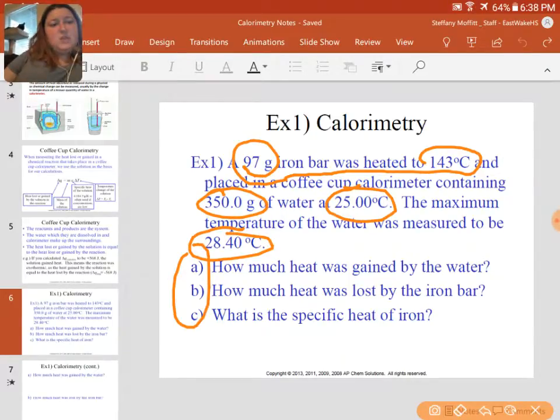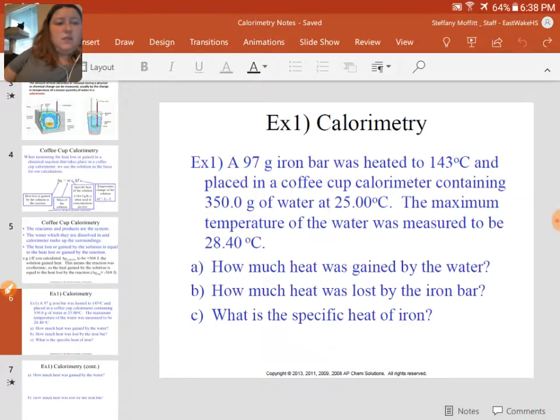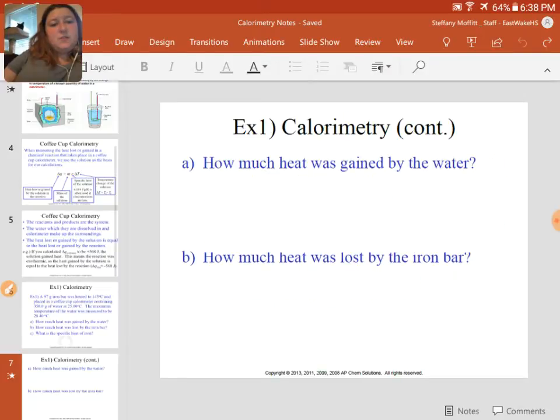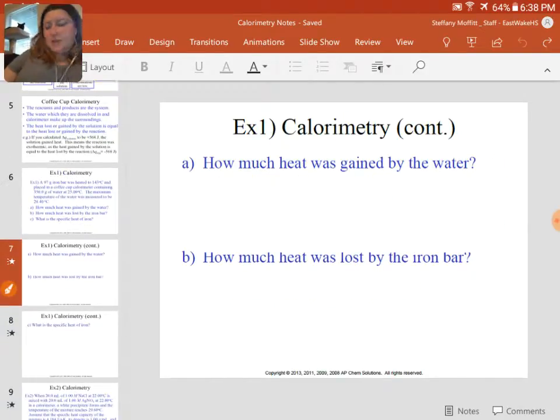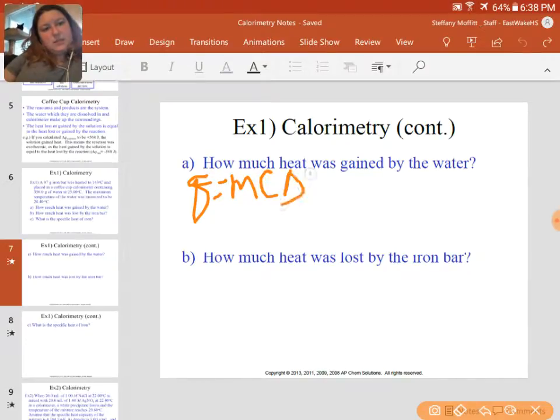How much heat was gained by the water? How much heat was lost by the iron bar? And what is the specific heat of the iron? So if I start right here, how much heat was gained by the water? I'm just going to do Q equals mC delta T. Q is what we're looking for. Mass of my water, I was given 350 grams.